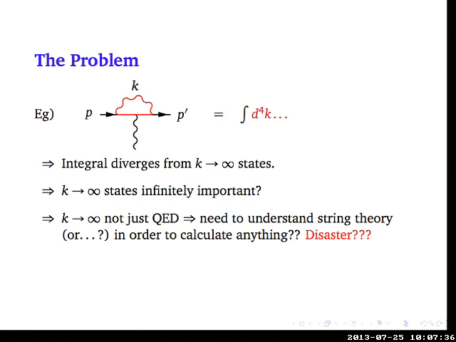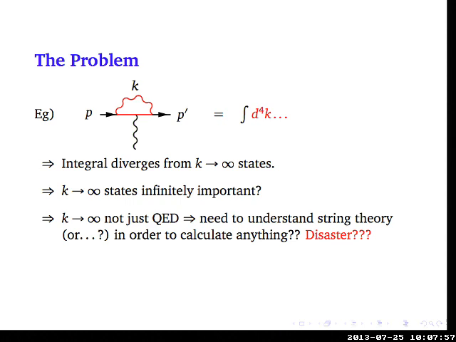And the problem is that this integral diverged as k went to infinity. And so it was these divergences that were creating the infinities. And you look at that and you realize that really high momentum states seem to be infinitely important, or you begin to worry that they are.